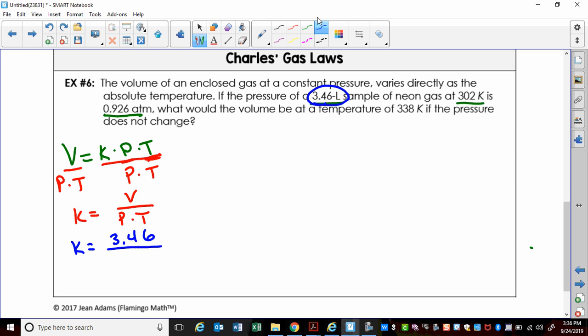My pressure is 0.926. And I'm going to use parentheses because then I have to multiply it also by my temperature, which is 302 Kelvin. That's very hot. 302. That's a 3. I'll fix it.